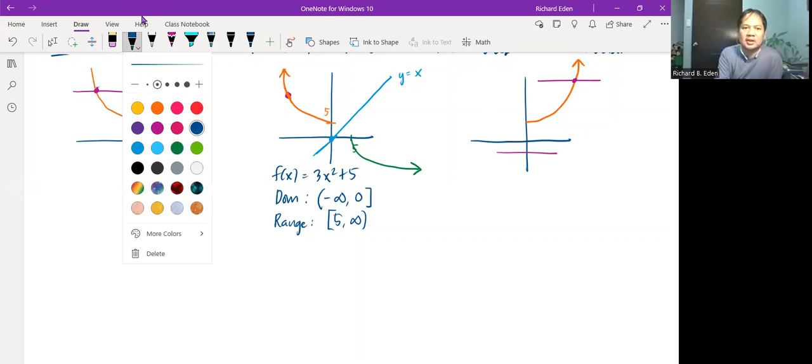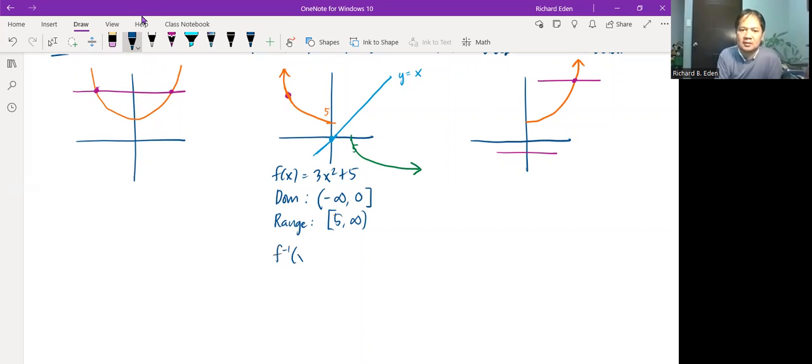What is the formula for f inverse? When you find the inverse function, you write y equals 3x squared plus 5. And then you solve for x this time. So you're going to get y minus 5 over 3 equals x squared. And when you solve for x, it would be plus or minus the square root of y minus 5 over 3.